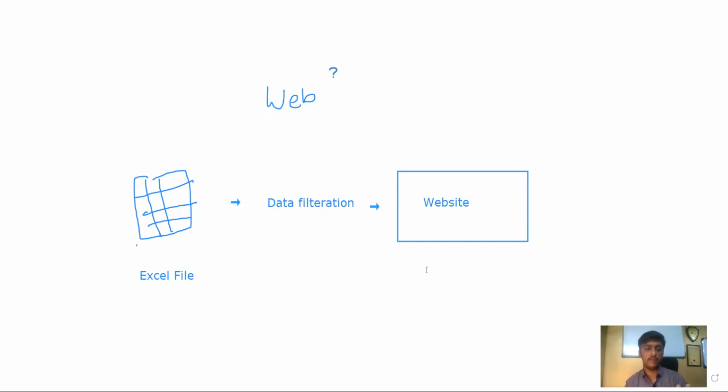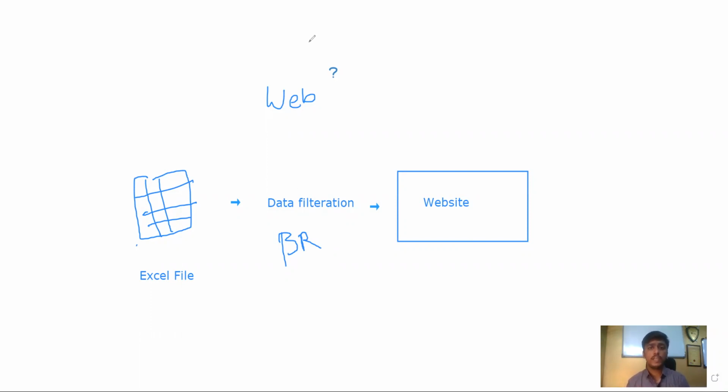The first is the Excel file. The second is the data filtration that we have to do, and this is going to be based on our business rules. Now, this is a very simple process that we can see over here, but in the real life scenarios that you will face during any automation, they will be very much more complex.